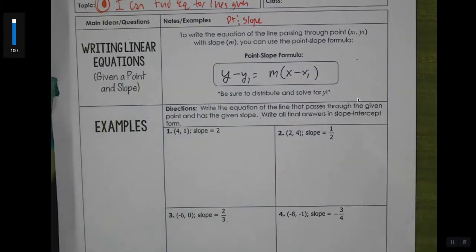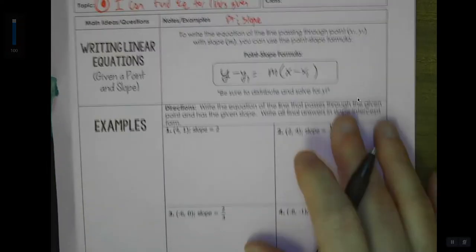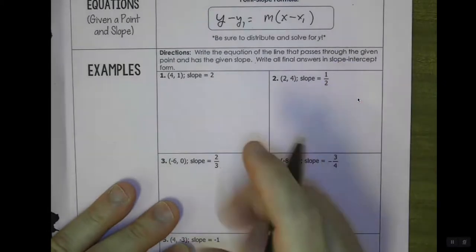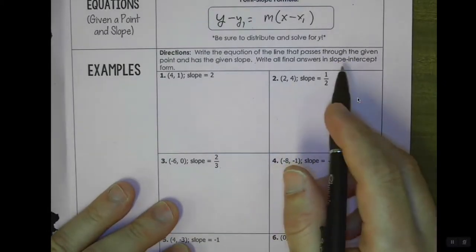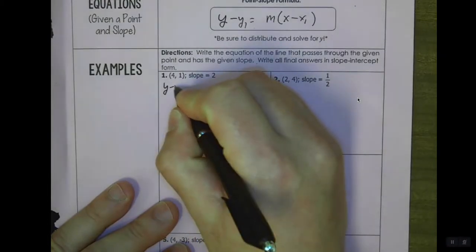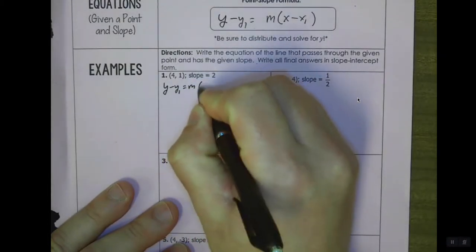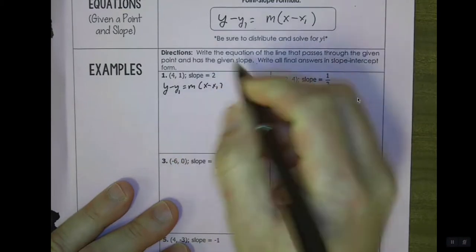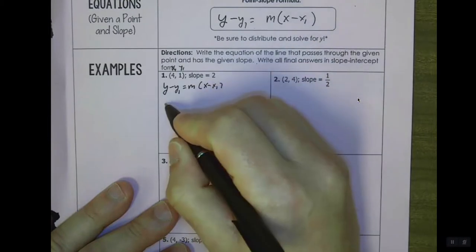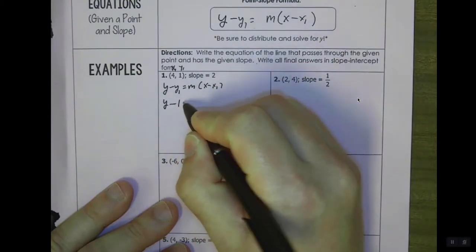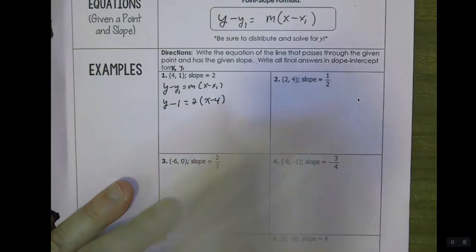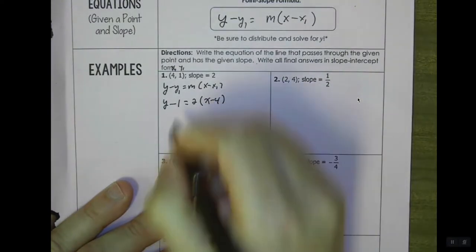So let's take a look at an example. Number one says write the equation of the line that passes through the given point and has a given slope. Write all answers in slope intercept form. So if we write the point slope formula, this is an x1 and this is a y1, and there's our slope. So we're going to go y minus 1 equals 2 times x minus 4. And now it's just a matter of doing basic algebra.